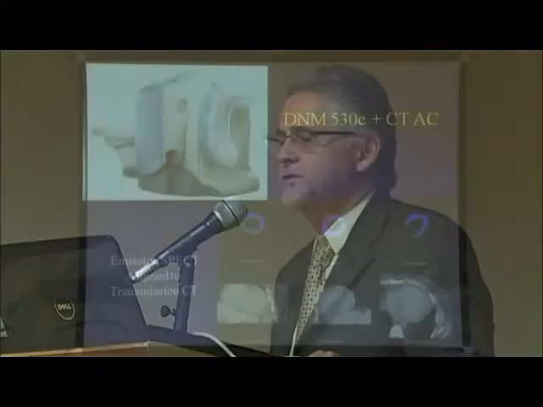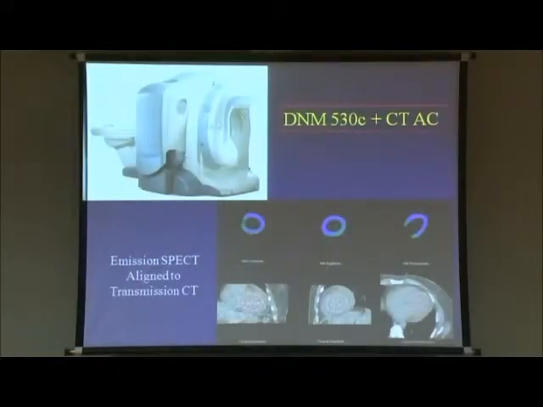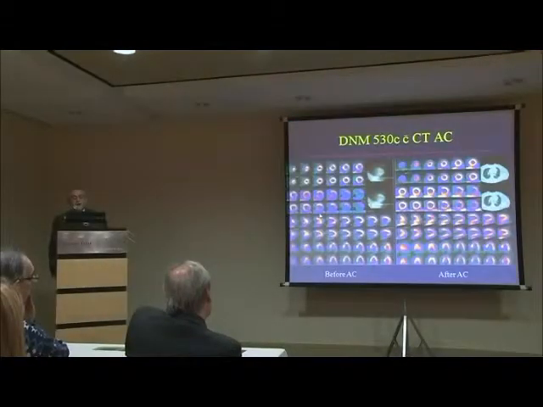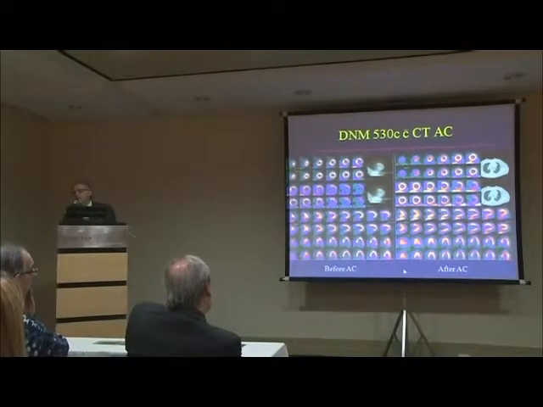What we do at Emory on every patient right now is we want to get calcium scores on every patient, and we also do an attenuation CT, a transmission CT on every patient. I think eventually we'll be able to use one or the other, but we'll have to do both. And then we bring that CT study into the 530C system, and using their software, we align them, and on every patient, we're doing attenuation correction.